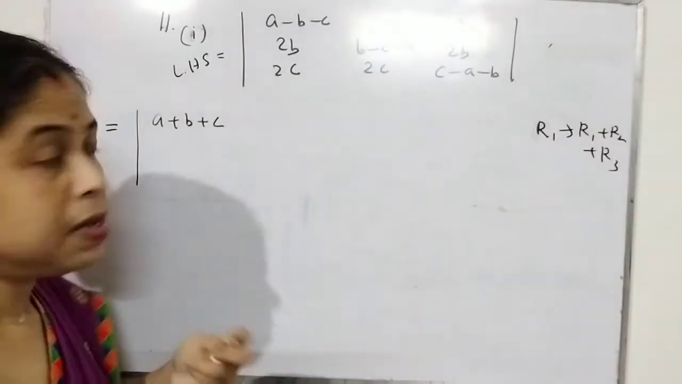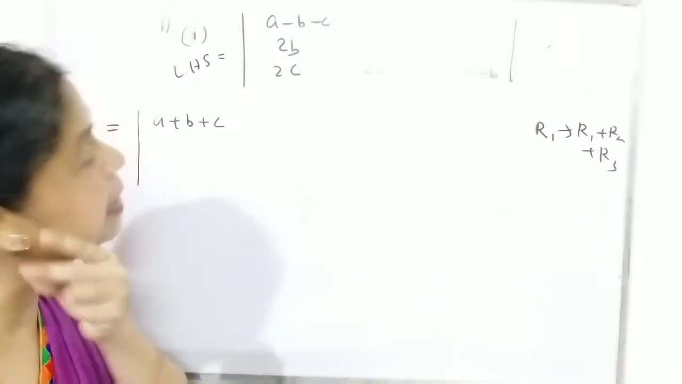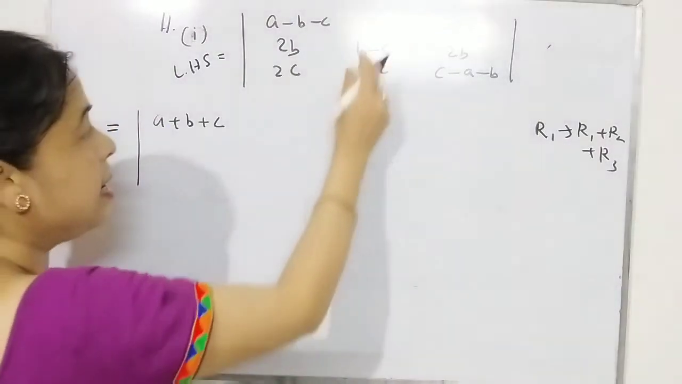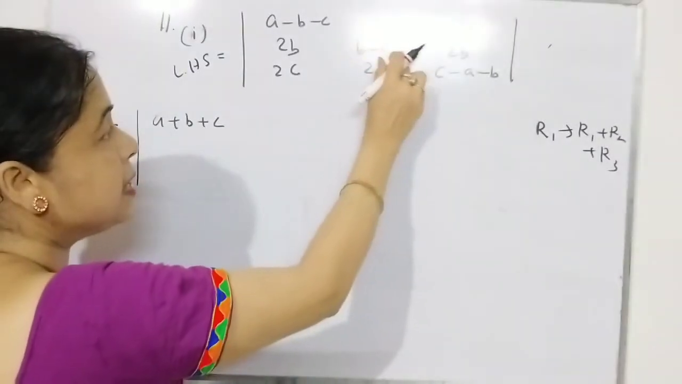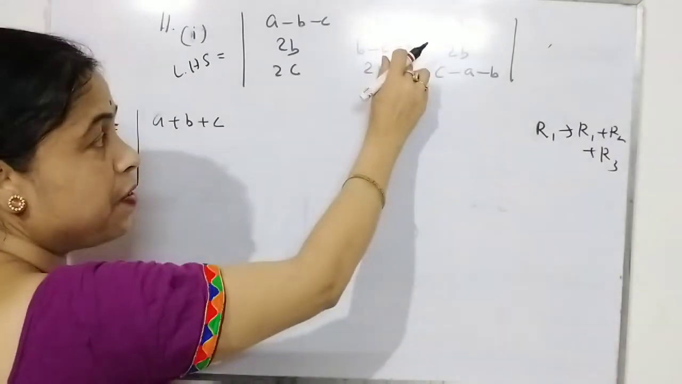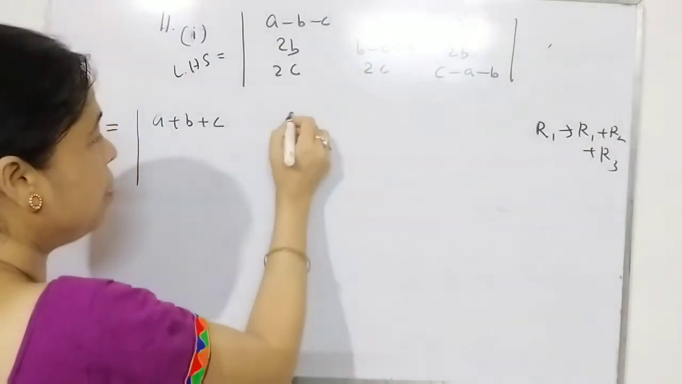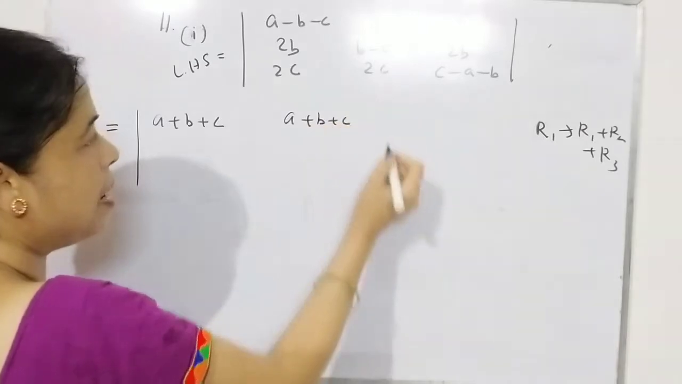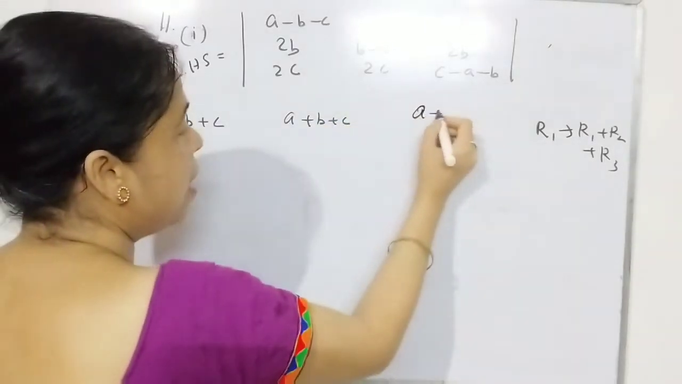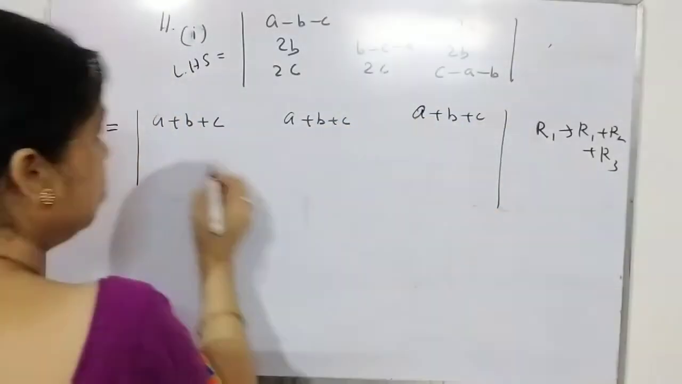I am not writing the simplification step directly, I have written here. So add it again, twice A plus B minus C minus A, twice A minus A will give you A, plus C will give you C. So again A plus B plus C will come. Here also A plus B plus C will come outside.